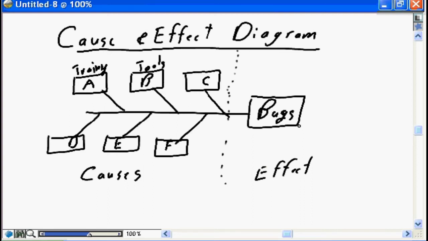And then you'll go through and say, okay, one of the causes can be training. Is this truly the case? Do I have a training shortfall? What can I do to improve the training situation for my project? One of the causes can be tools. Do I not have the right tools? Do I need to buy more tools? What can I do to improve this situation?